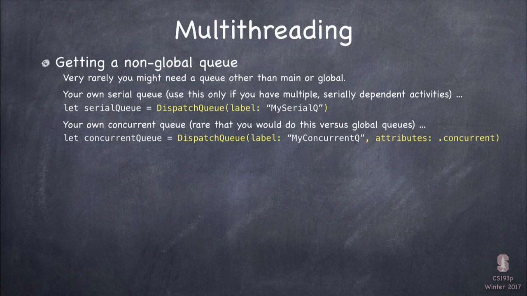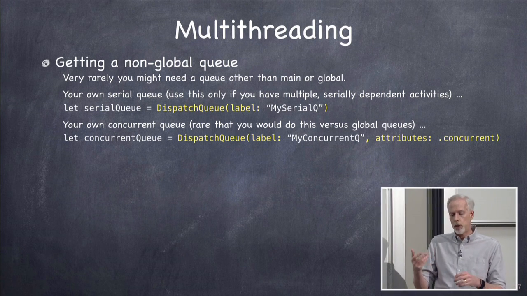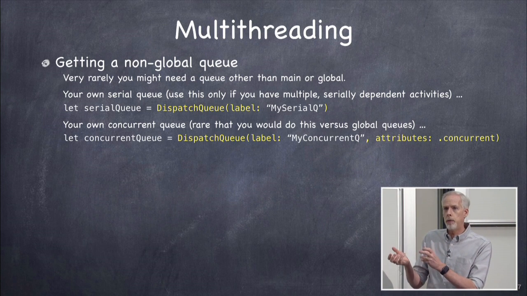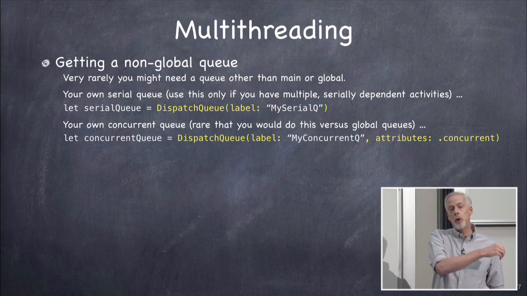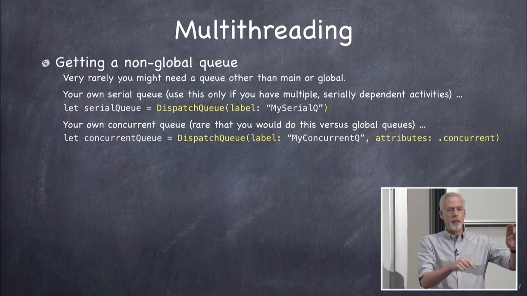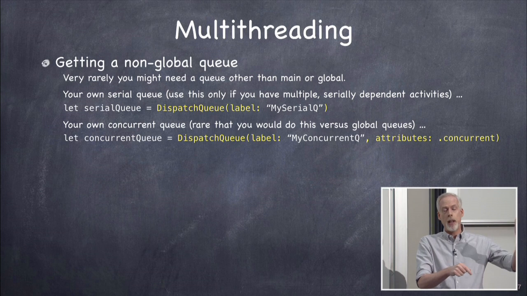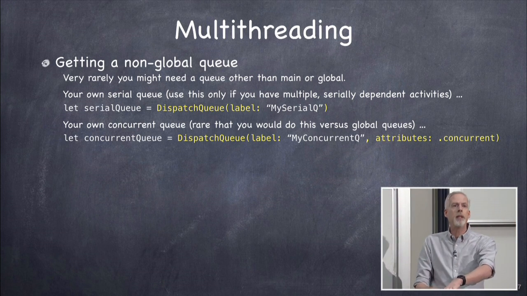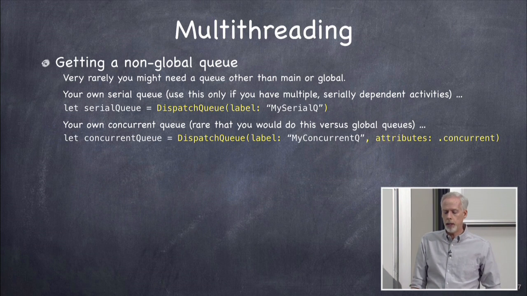Now you can create your own queues just using a normal initializer of DispatchQueue. Instead of saying DispatchQueue.main or DispatchQueue.global, you use the initializer that takes a label. That makes a serial queue. And that label shows up in the debugger. If you pause and that queue is running a thread, you'll see that thread in the navigator on the left with this label. So it's purely for seeing it in the debugger.